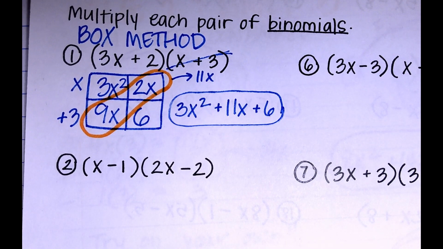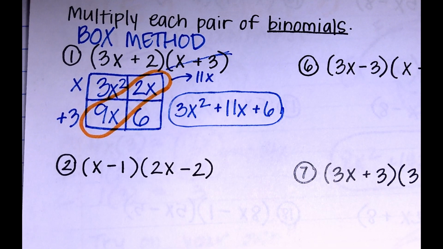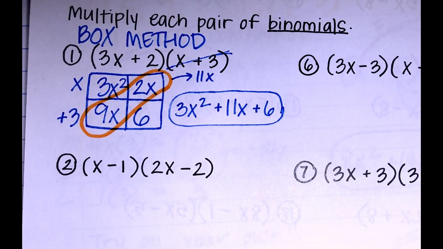Just depends on if, like, I know some students who are more visual and they really like the box method because it lays it out in a way that makes more sense to them. And then I have others that love the FOIL method. I have others that don't really use either one. They can just do it in their head, which is pretty impressive.